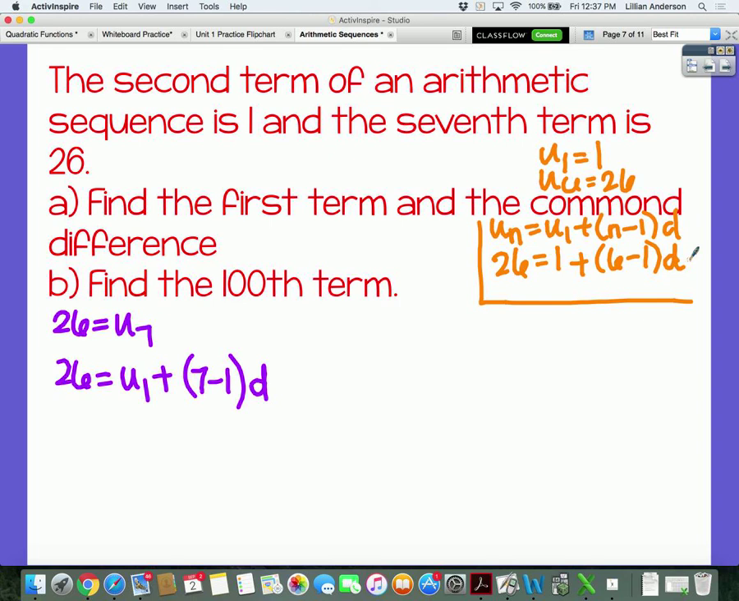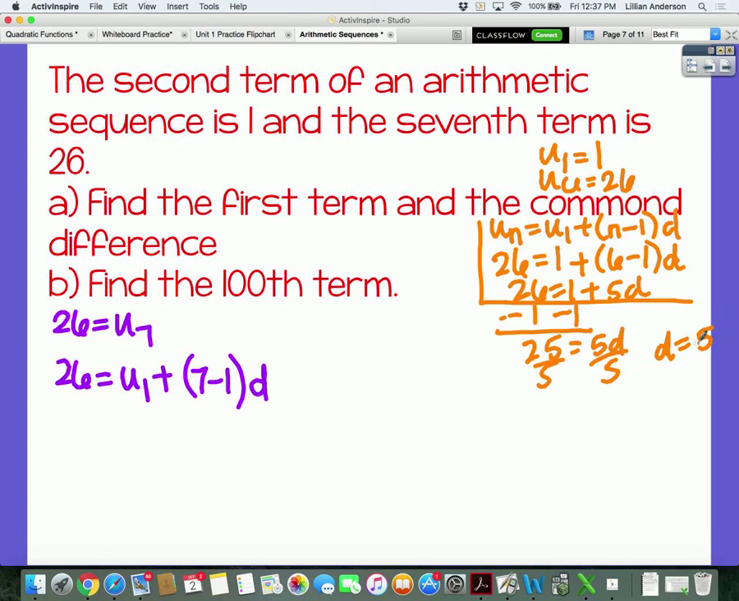What's 6 minus 1? So you got 26 equals 1 plus 5 times d. How do I solve for d? Subtract 1, which gives 25, then divide by 5. So d equals 5. That's the way that Ms. Schultz would have taught you guys back in Algebra 2.